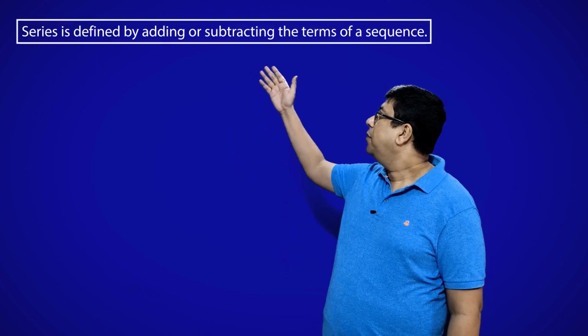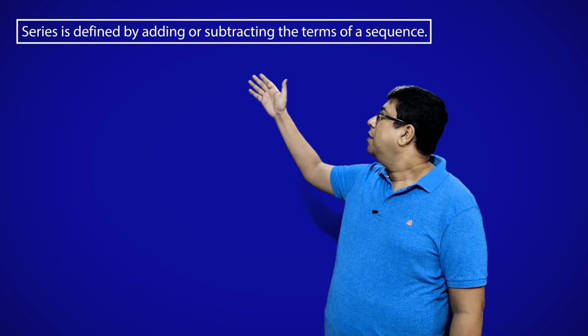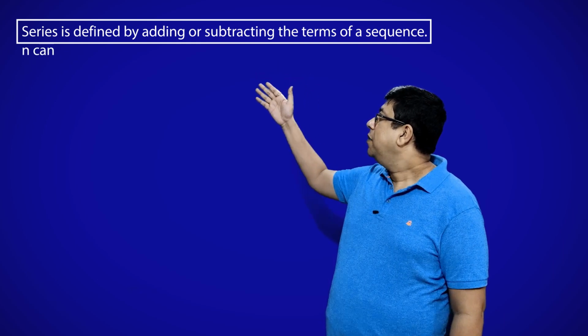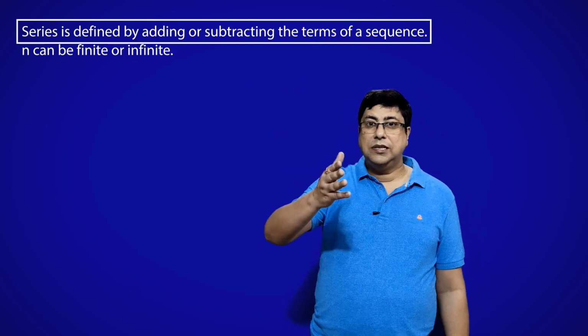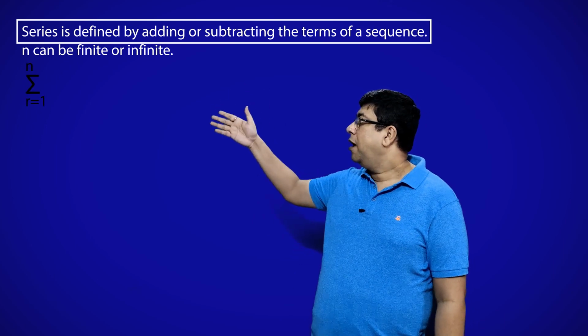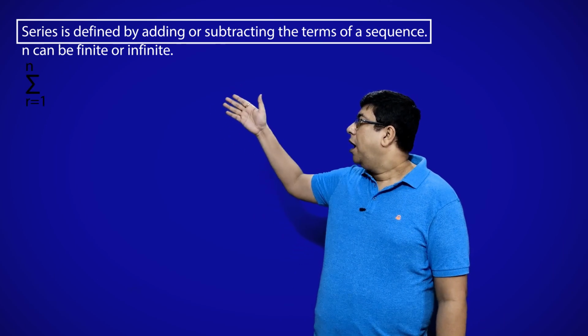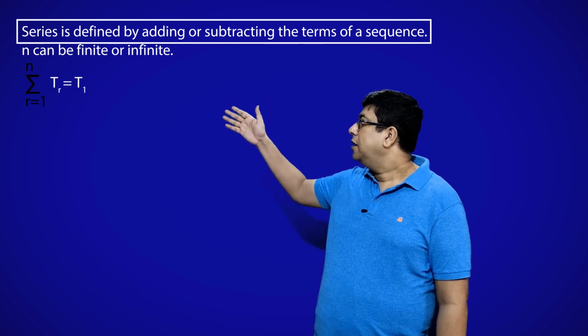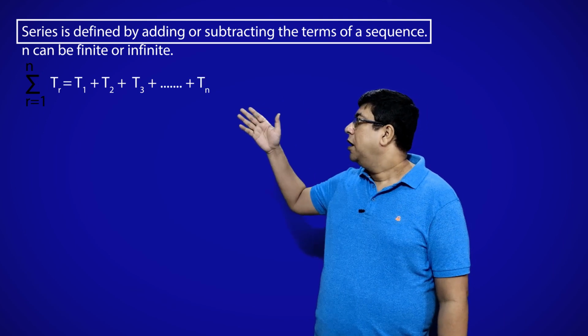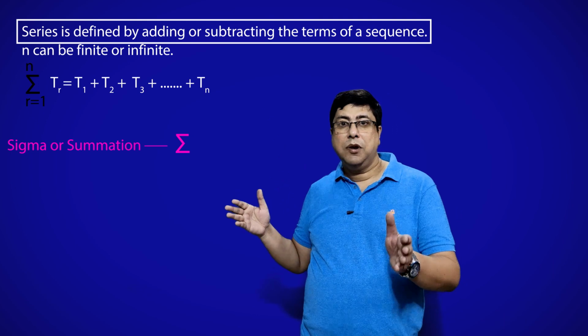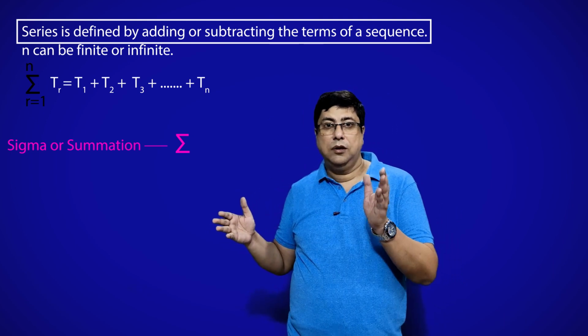Now students, I will discuss what a series is. So let's see what the definition says. A series is defined by adding or subtracting the terms of the nth terms of a sequence. n can be finite or infinite. So a series is defined in terms of sigma. Sigma r equal to 1 to n of Tr, that is T1 plus T2 plus T3 plus T4, like this up to Tn. It means in this case sigma is nothing but the summation of the terms of the sequence.